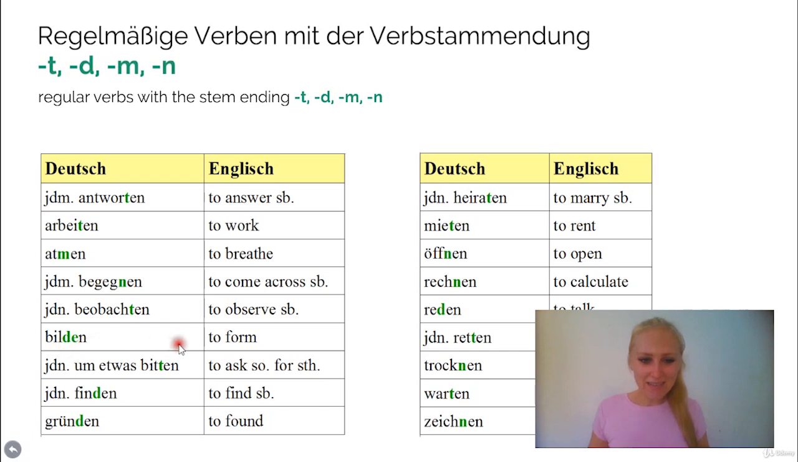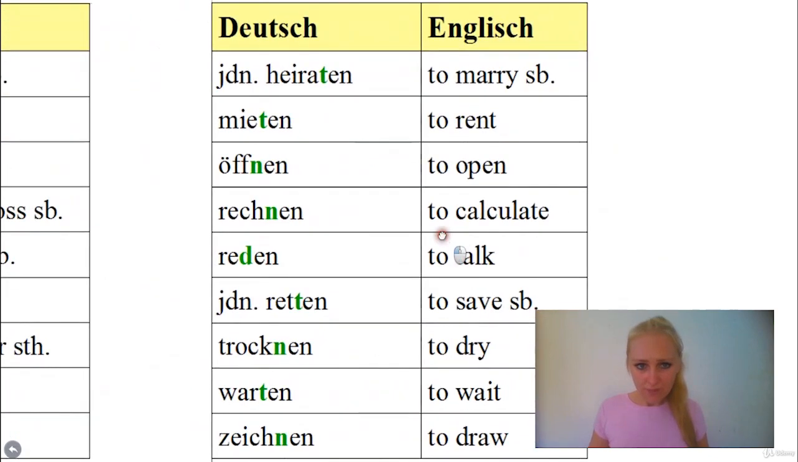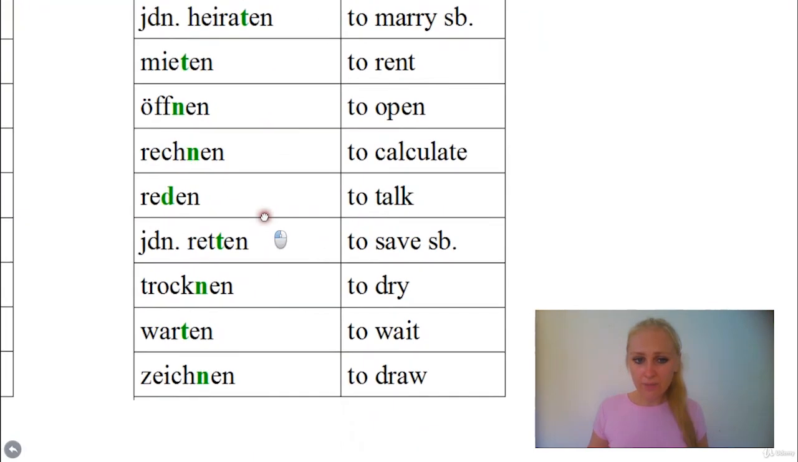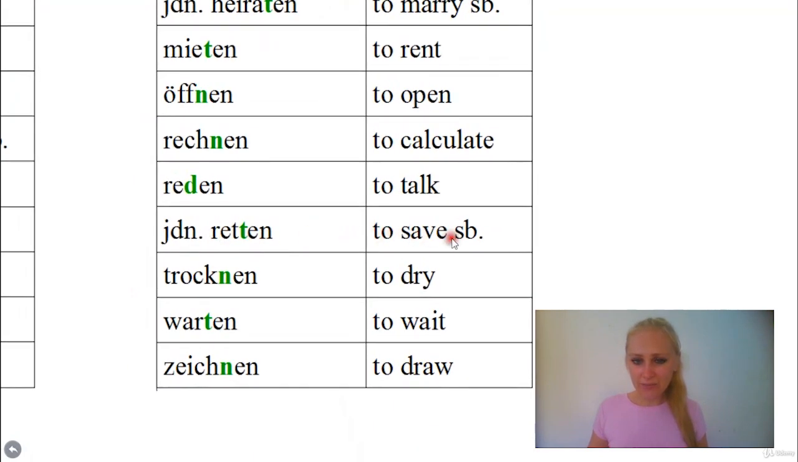Okay, bilden, to form, jemanden etwas bitten, to ask someone for something. Here you see it's also an accusative verb. Jemanden finden, to find somebody. Gründen, to found. Then here we have jemanden heiraten, to marry somebody. Mieten means to rent. Öffnen, to open. Rechnen, to calculate. Reden, to talk. Jemanden retten, to save somebody. Trocknen, to dry. Warten, to wait. Und zeichnen, to draw. Okay, please study those verbs.